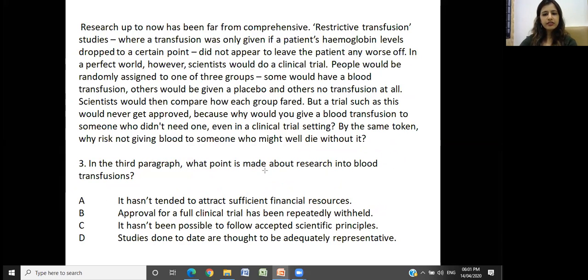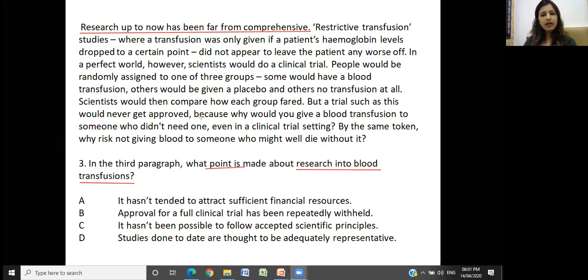So this is again the writer's viewpoint, or you can also consider it a main idea question. Research into blood transfusion. Here also, if you look at the topic sentence, research up to now has been far from comprehensive. That's exactly what I said, that you may argue with me that paragraph 2 does not say the need for further research, so it would not be mentioned, but you get it by reading between the lines, because the topic sentence the writer made was about not having enough information.